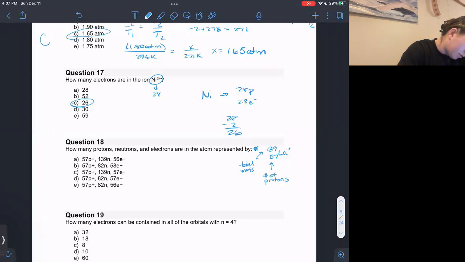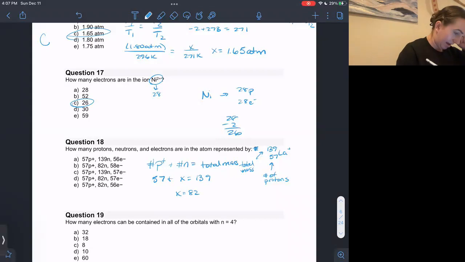My neutrons will be made up by the number of protons plus the number of neutrons equal to the total mass. So my neutrons are going to be 57 plus X is equal to 139. That's going to be X is equal to 82. And then I have a plus charge, which I remember from the last question that a plus means I lost electrons. So I have 57 minus 1 will be 56.